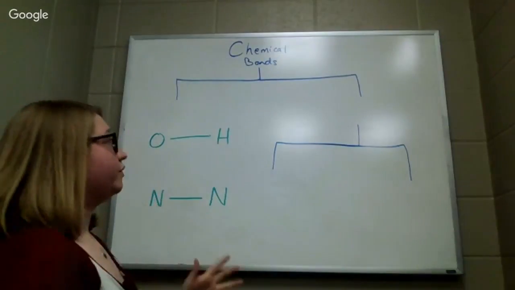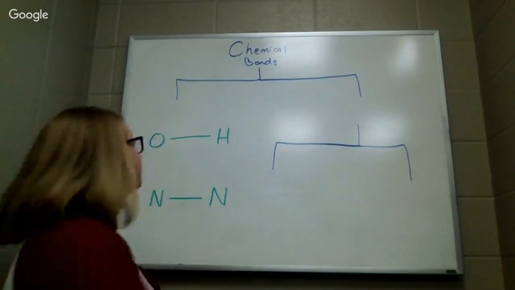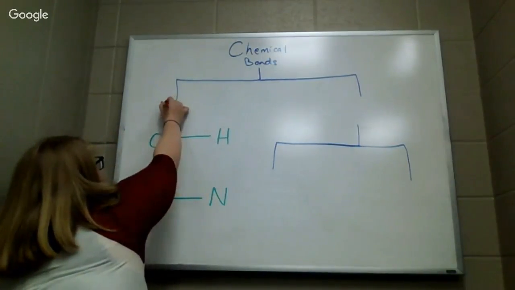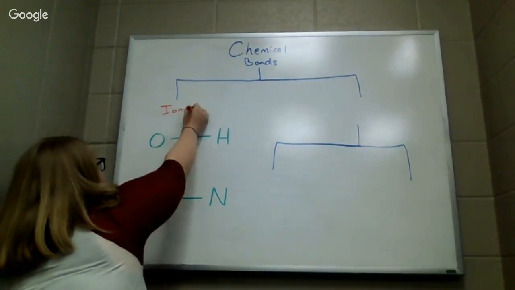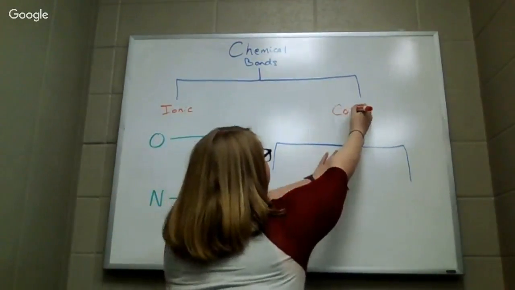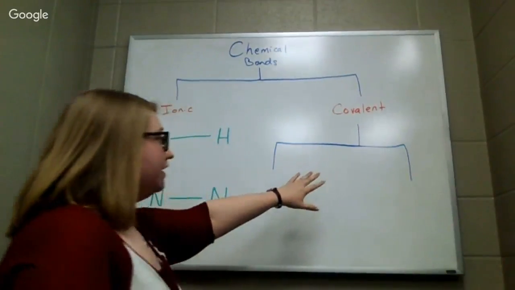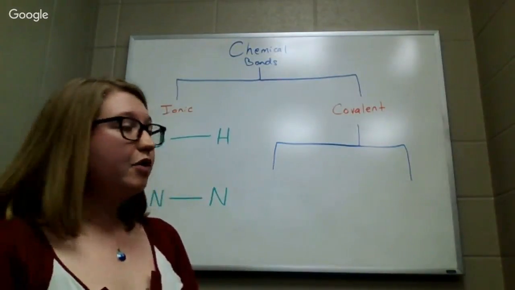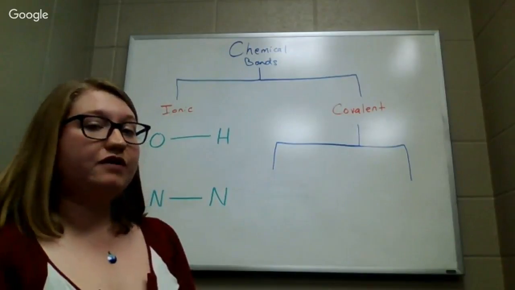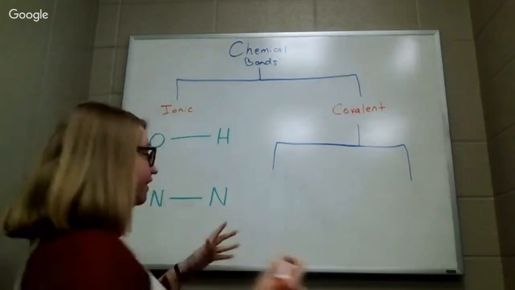So in your various courses, you have been introduced to two different types of bonds. One of them is an ionic bond, and the other is a covalent bond. And as we go into polar versus nonpolar bonds, we'll actually come to see that a covalent bond can be further classified into a polar or a nonpolar bond.